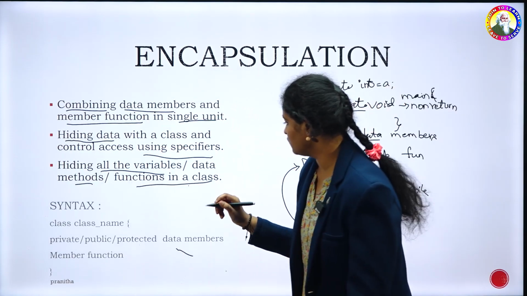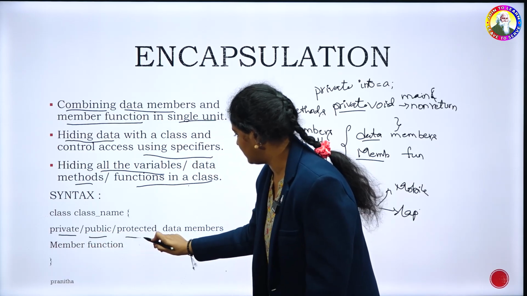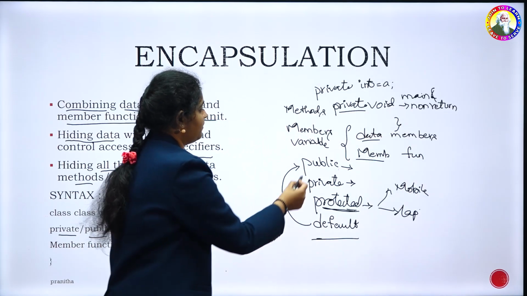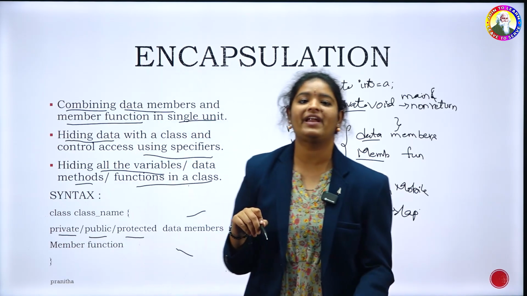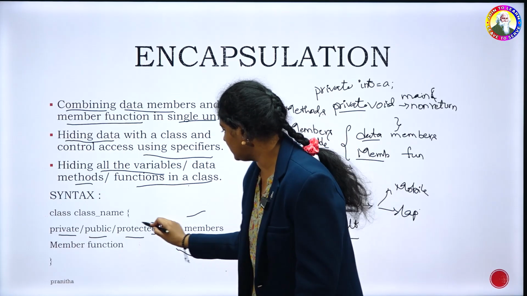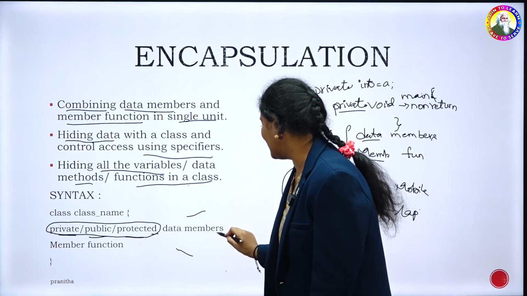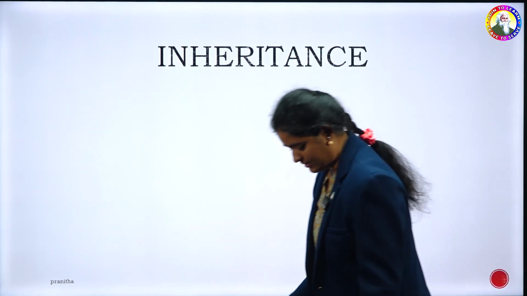In the same way, if you see the syntax, there are private, public, protected. The fourth one is default, which I have already said. Default is nothing but the same as public. So if you are not giving any of these three specifiers, it will directly take the data member as a public data member.